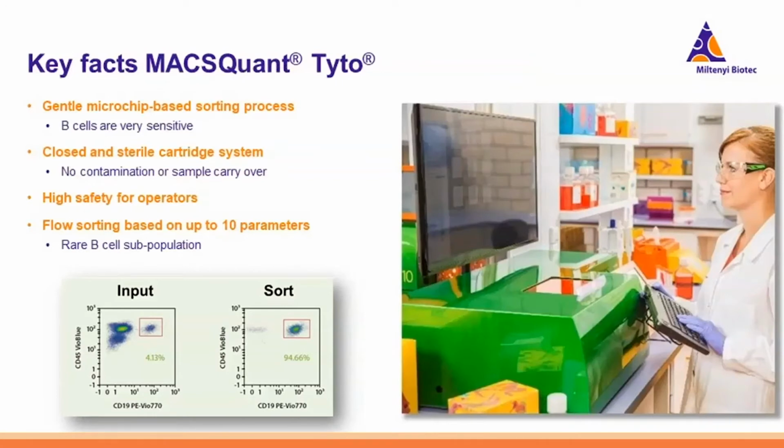So it's a very gentle microchip-based sorting process, which is especially advantageous for these very sensitive B cells. It's in a closed and sterile cartridge system, so you have no contamination, no sample carryover, and also it's very safe for operators because you have this closed cartridge. You do flow sorting based on up to 10 parameters, where you can also really nicely sort B cell subpopulations. Here's just an example of total B cells. So here you see your B cells before sorting and here after sorting, what worked really nicely.